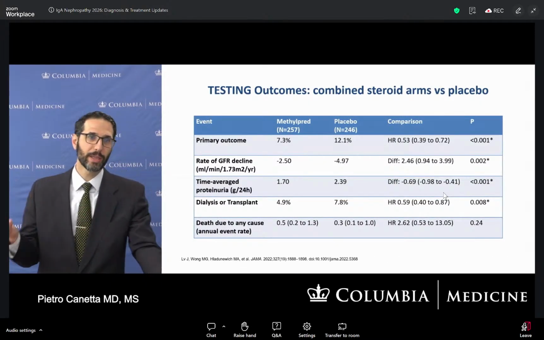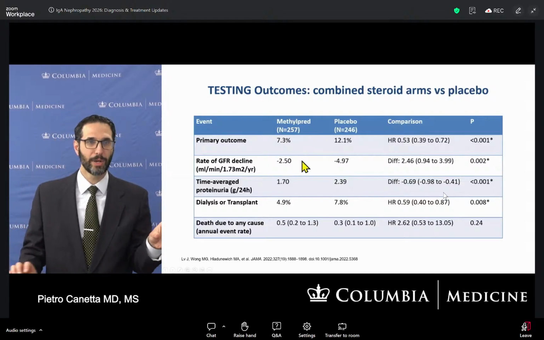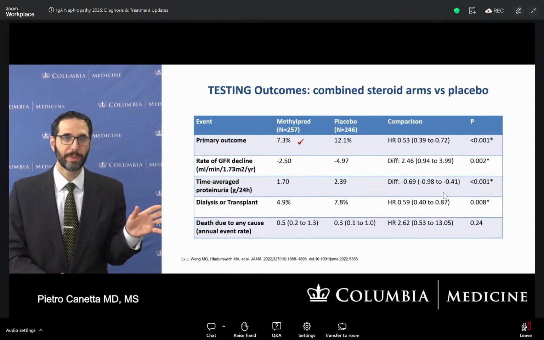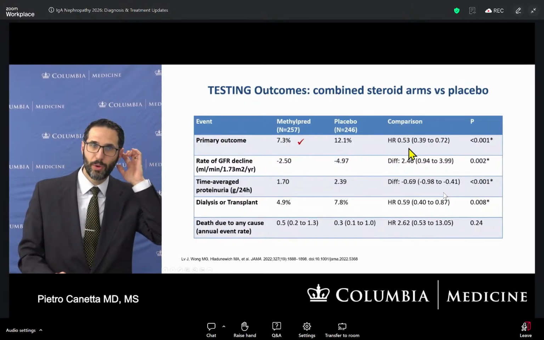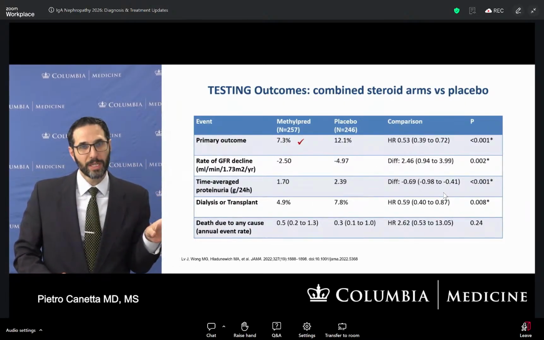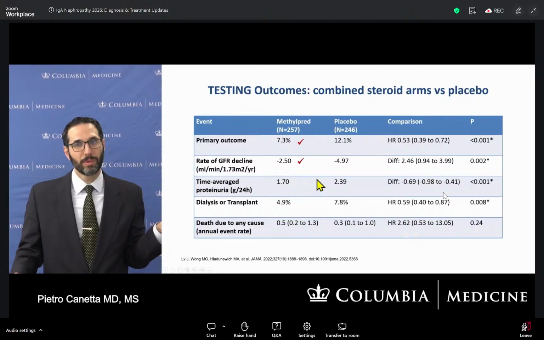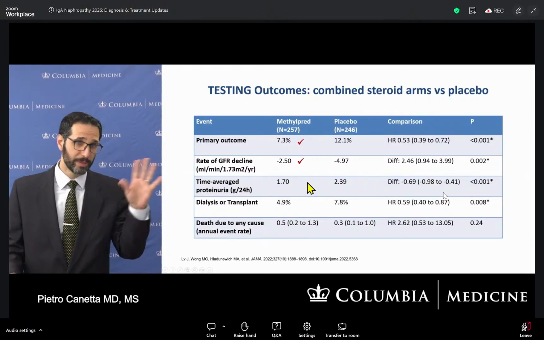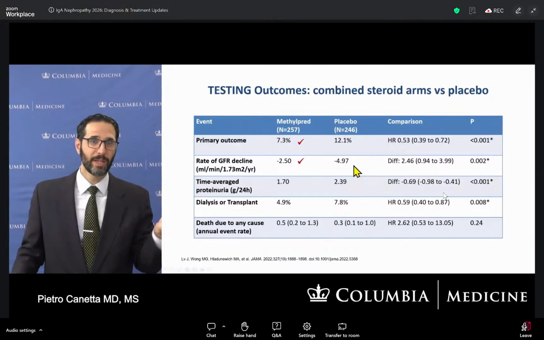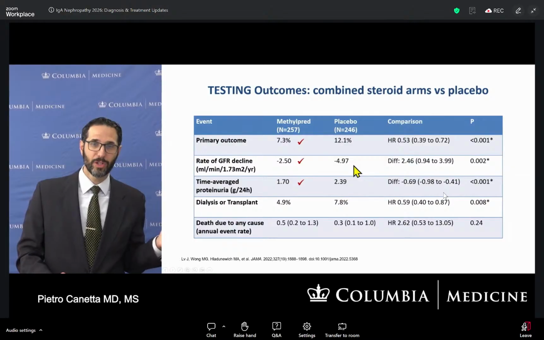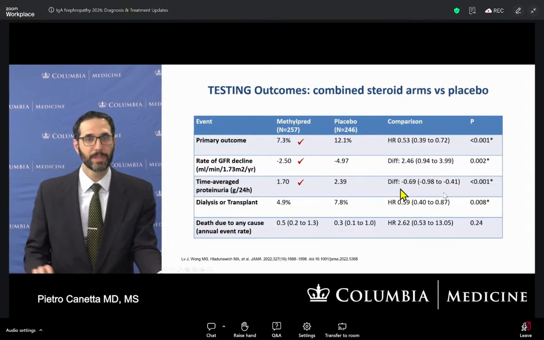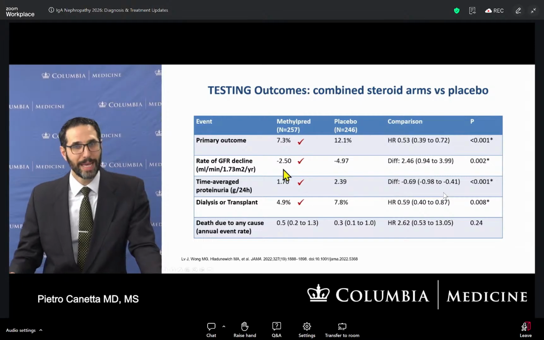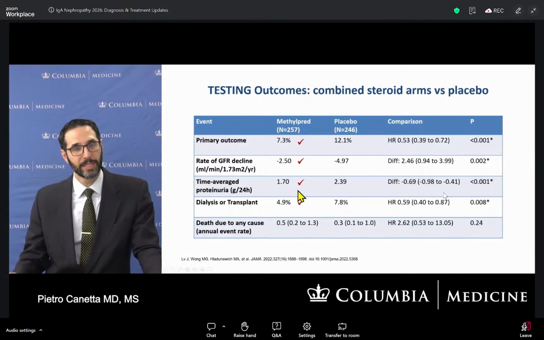And then if you look at the outcomes of the combined steroid group. So for the primary outcome, the hazard ratio favored corticosteroids. Hazard ratio is 0.53. Rate of GFR decline went down by about half compared to the placebo group. Didn't go to 0, but half of the control group. Time average proteinuria went down. The difference was about 0.7 grams. Dialysis or transplant, significantly lower in the steroid group.